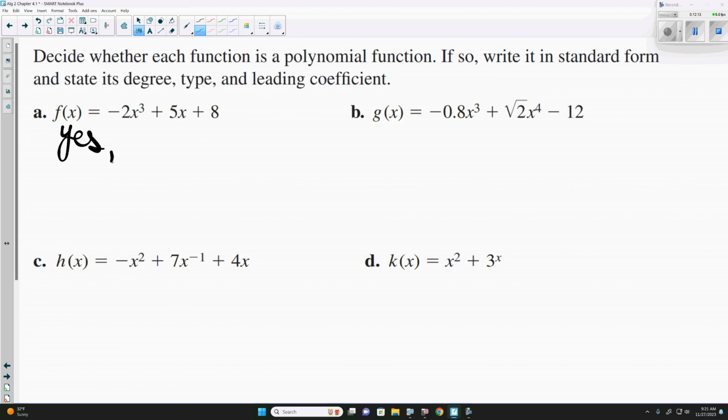And for the homework, you will end up rewriting these anyways, because it will ask you to write them in standard form. Is A written in standard form?